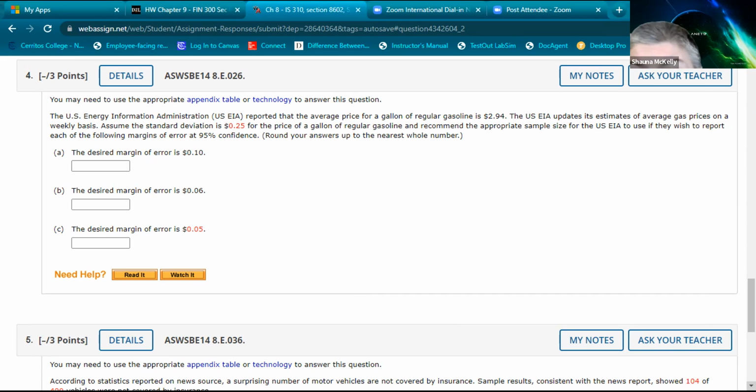This is in your book as a formula. What we're going to need is our z-scores, which we'll get to in a second. Your error is going to equal your z times your sigma over the square root of n. So it's z sigma over E.